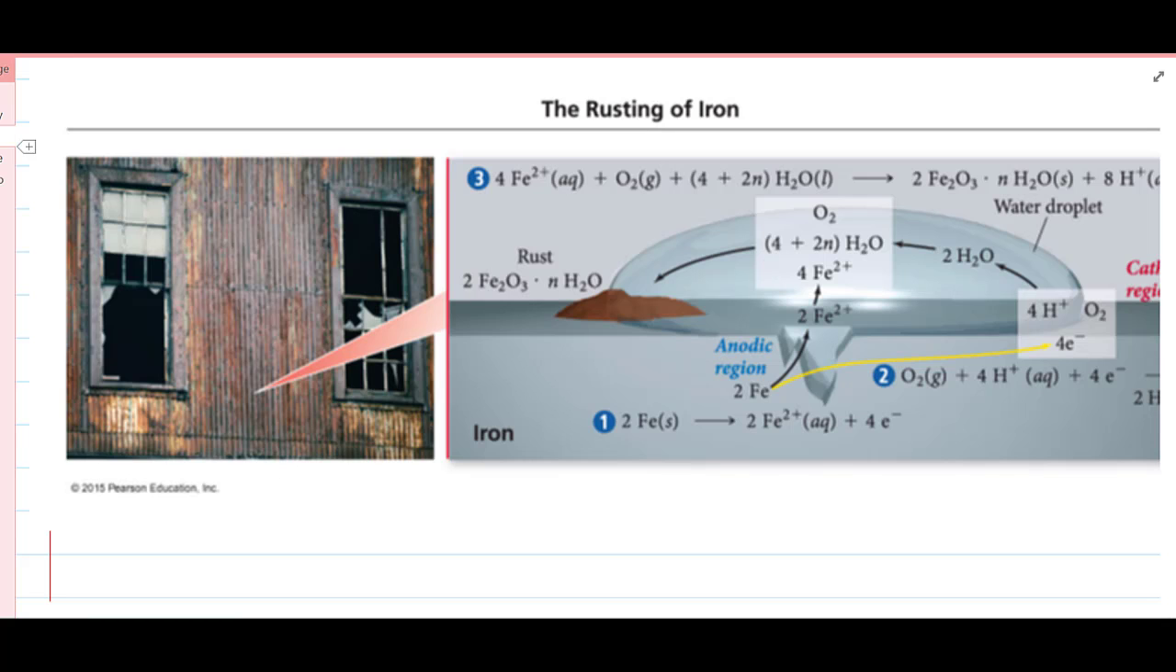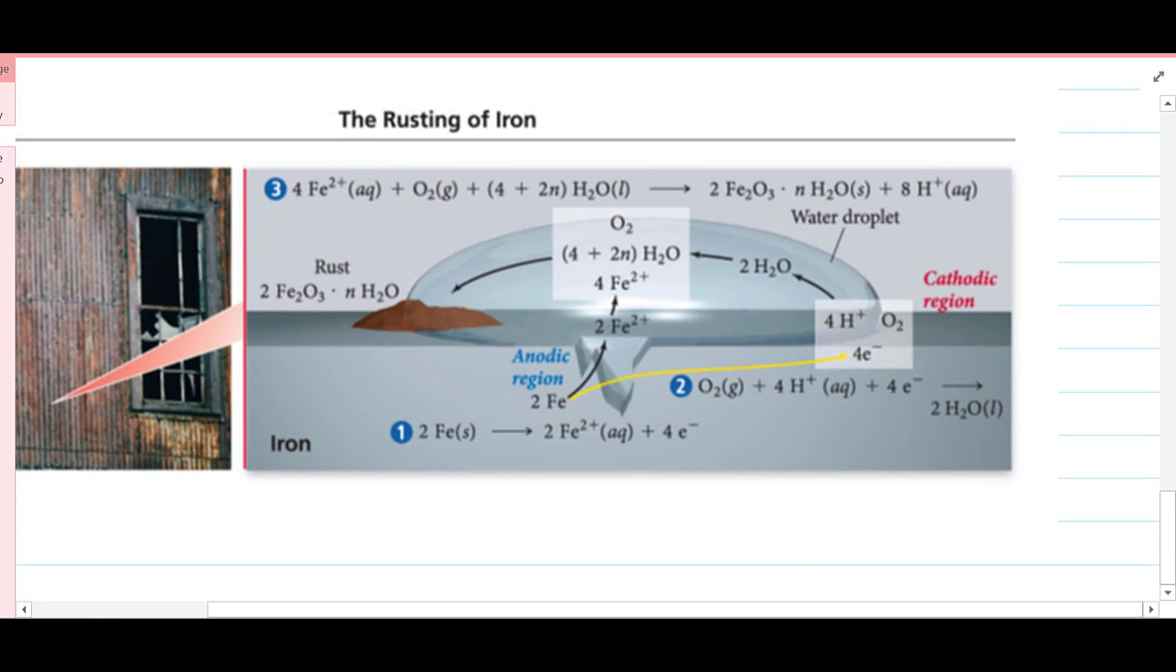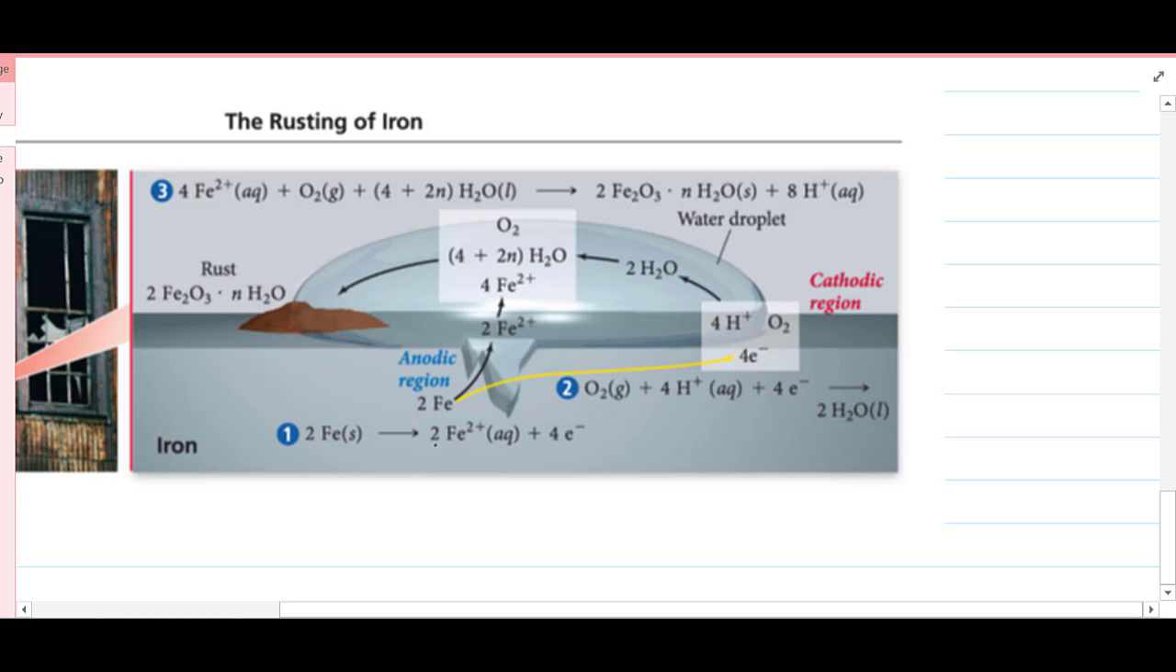So let's look at rust. It's actually a couple-step process here. So there's a nice picture of rusting on the left. And we got iron going to iron 2, then iron 2 going to iron 3. So it's actually a couple-step process. It all happens in the water droplet, so to speak, if it's wet. So that's why if you have nice stainless steel knives, you always want to dry them pretty quickly so that there's not water on them that can promote rusting.